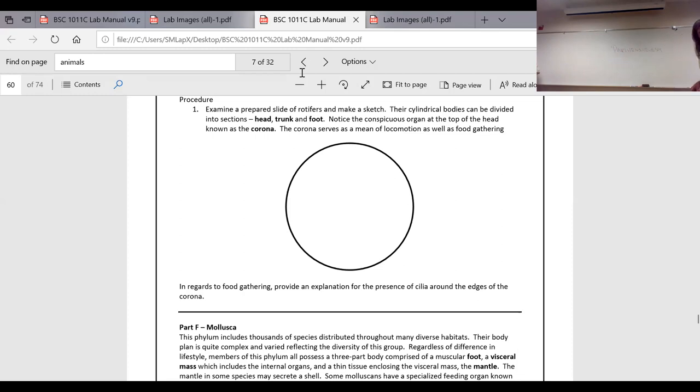P-A-R-T-H-E-N-O. Parthenogenesis. Yeah, that should be it. Parthenogenesis is females who produce fertilized eggs. In other words, they produce a zygote. They don't produce an egg and then a sperm comes from another organism, a male, and fertilizes the egg. They produce a fertilized zygote.